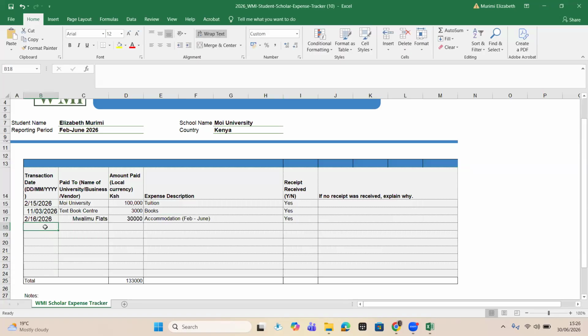Then possibly the same February, from the 20th, I have my groceries. Possibly maybe 15 or 10,000. So for the groceries, possibly I went to the market, and they didn't have receipts. So maybe here I can write market vendors.